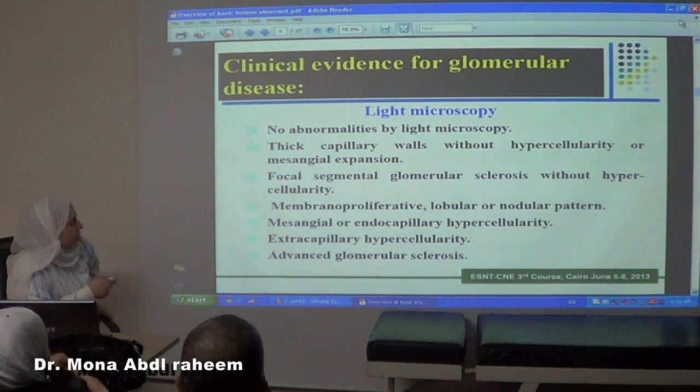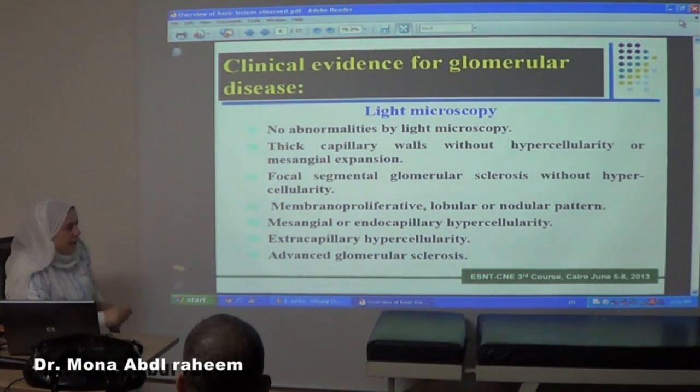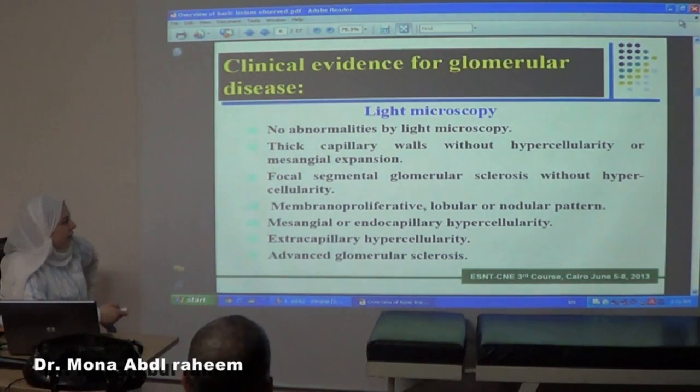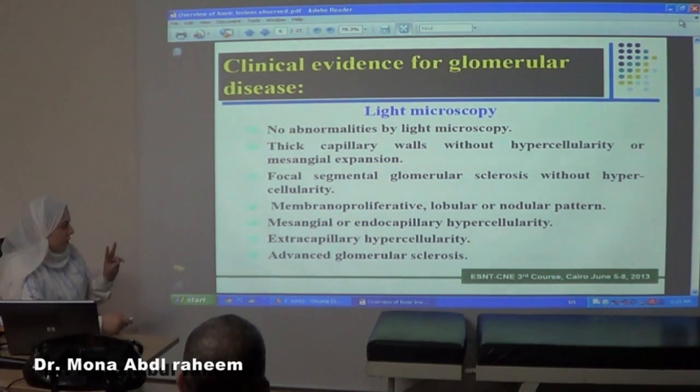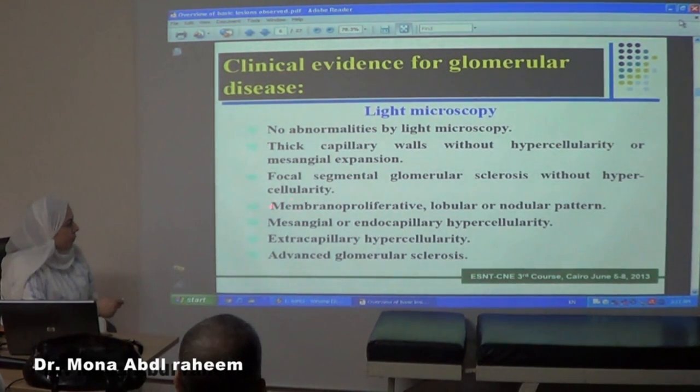Second lesion, we can find just thickening of the glomerular basement membrane without increase in cell number. Third abnormality, we can find glomerular sclerosis just in focal segmental distribution without increase in cell number or abnormality of the basement membrane. Next lesion is a little complicated, that we find two pathologies. Proliferative means increase in number of cells, and membranous is also thickening of the basement membrane.